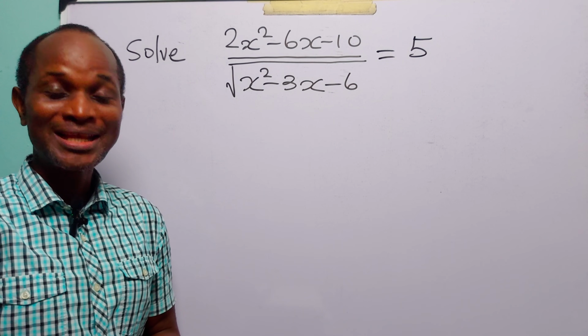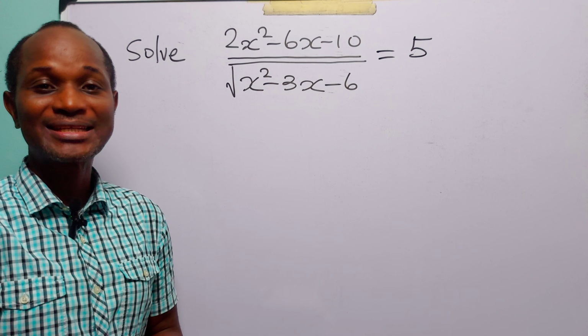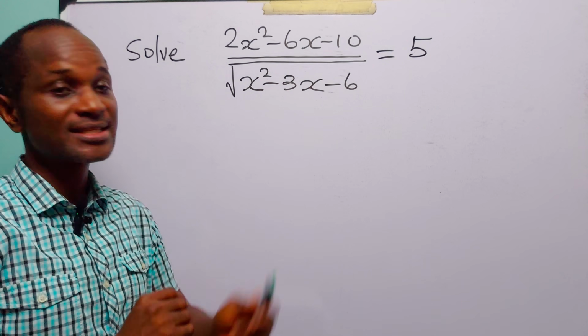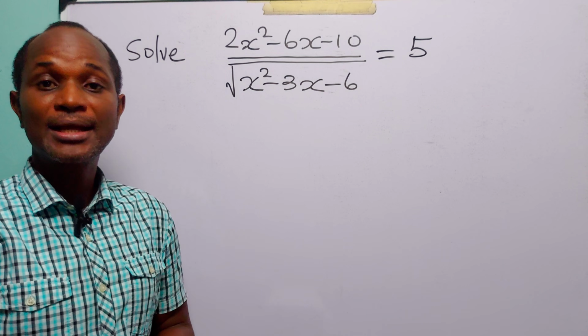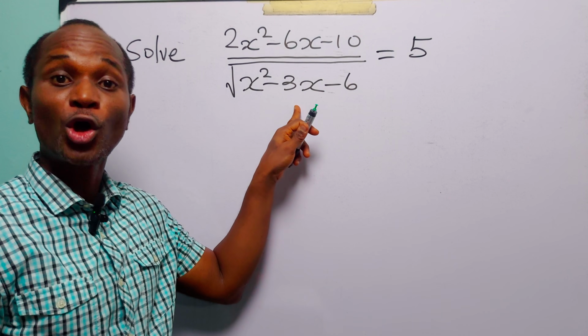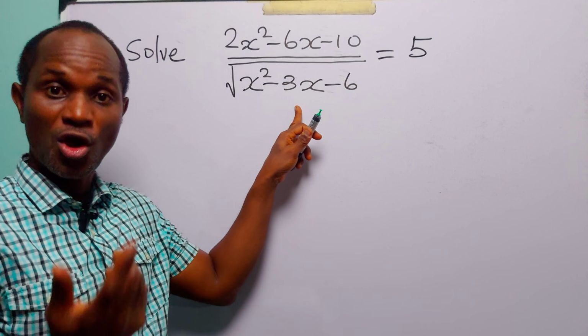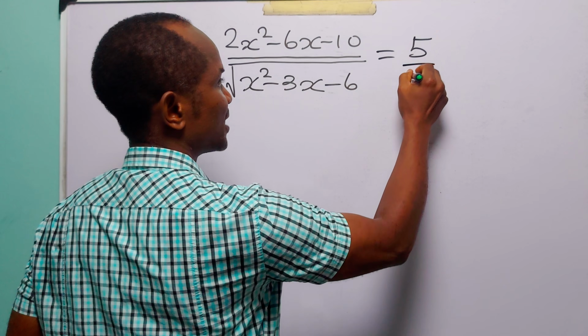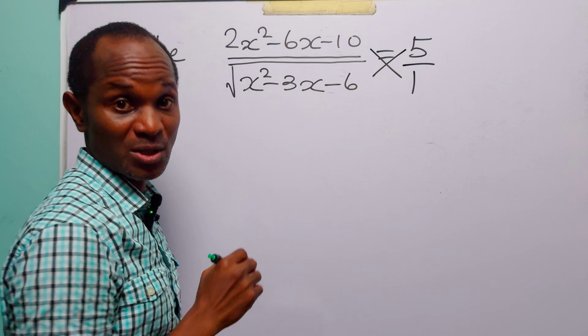Hello and welcome. In this math tutorial, our task is to find the real values of x that satisfy this rational equation. Now, to solve this problem, let us start by getting rid of this fraction on the left-hand side of the equation. Of course, you know that for us to do that, we need to cross multiply.